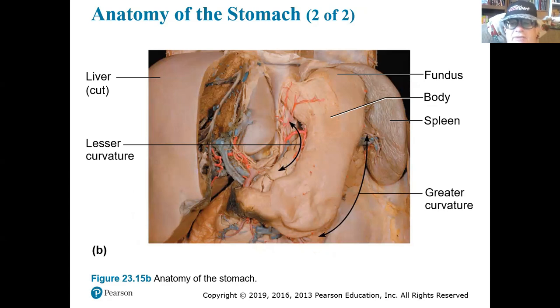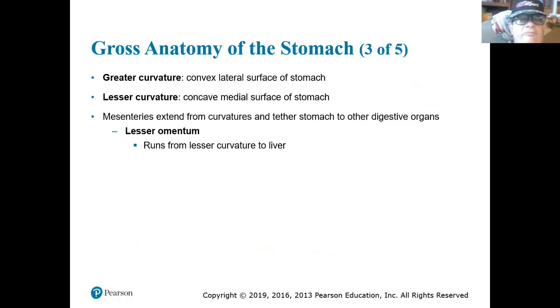So there we have a stomach: esophagus, fundus, body, greater curvature, pylorus over here. All right, moving on. So the greater curvature is the convex lateral surface of the stomach. I guess you could say lateral. That is better because it's more oriented, but it's also inferior, down a little. The lesser curvature is the concave medial and superior. The mesenteries extend from curvatures and anchor the stomach to other digestive organs. You also have the lesser omentum running from the lesser curvature to the stomach. Let me tell you about the omentum. Remember we talked about mesenteries, anchoring the organs in place, serous membranes, they're stuck together, and then you have vessels running between them. Yeah, got that.